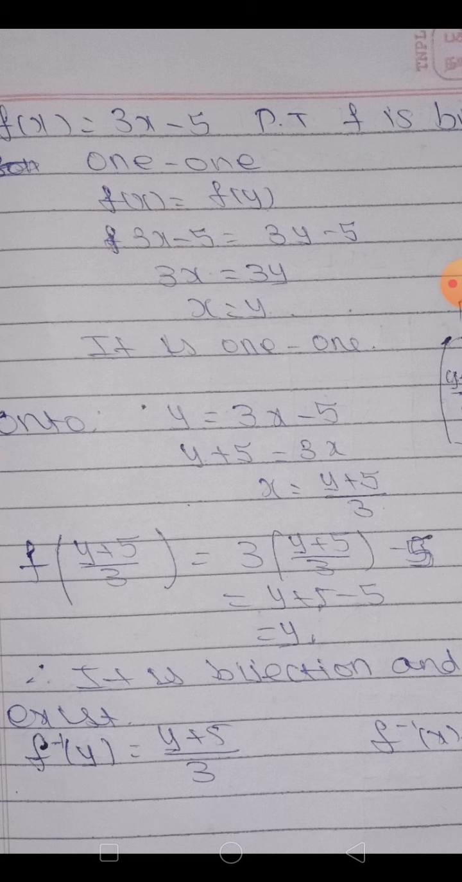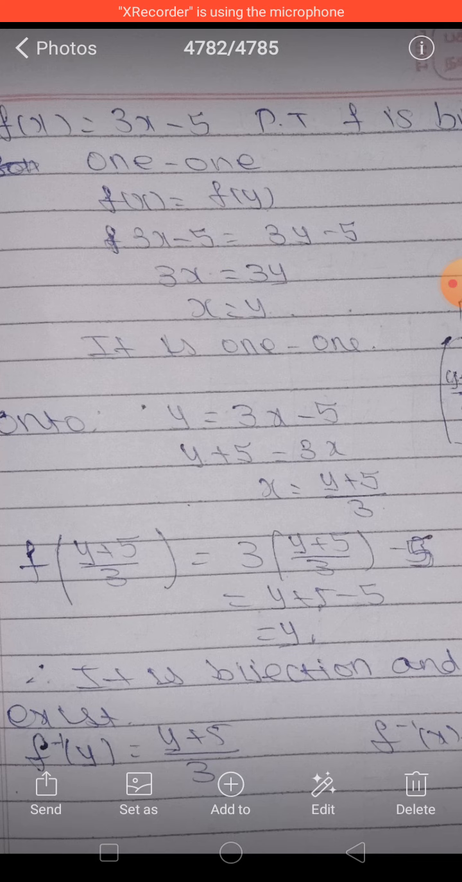Okay, and then that minus 5 goes to this side as plus 5. So minus 5 plus 5 gets cancelled. So we have 3x is equal to 3y, and 3 goes to this side, 3 by 3. So 3 gets cancelled. So the answer is x is equal to y. I already told that 1 to 1 means if you take f of x is equal to f of y, the answer should be x is equal to y. So look at that, we took f of x equal to f of y, we required x is equal to y. So it is 1 to 1.